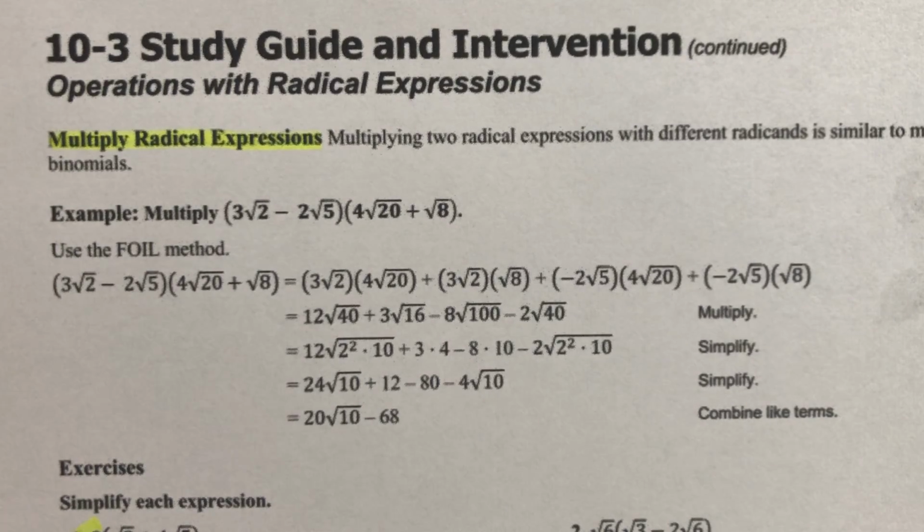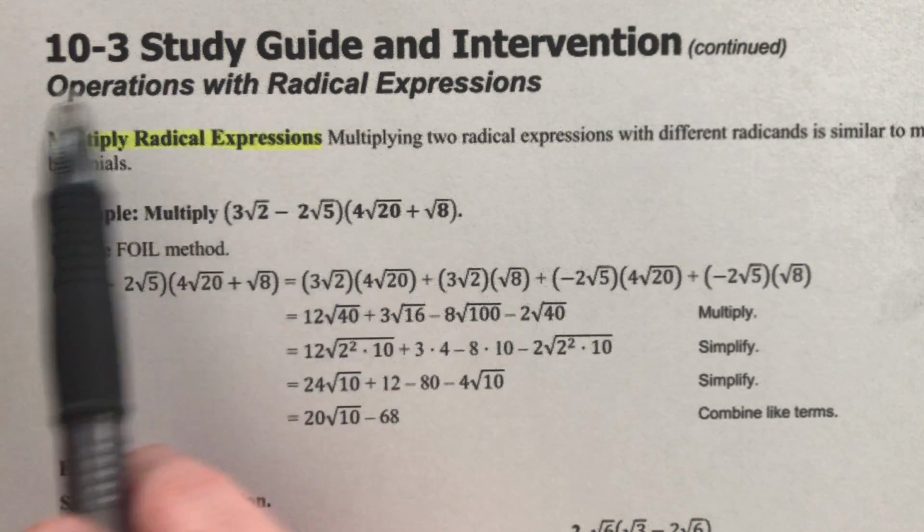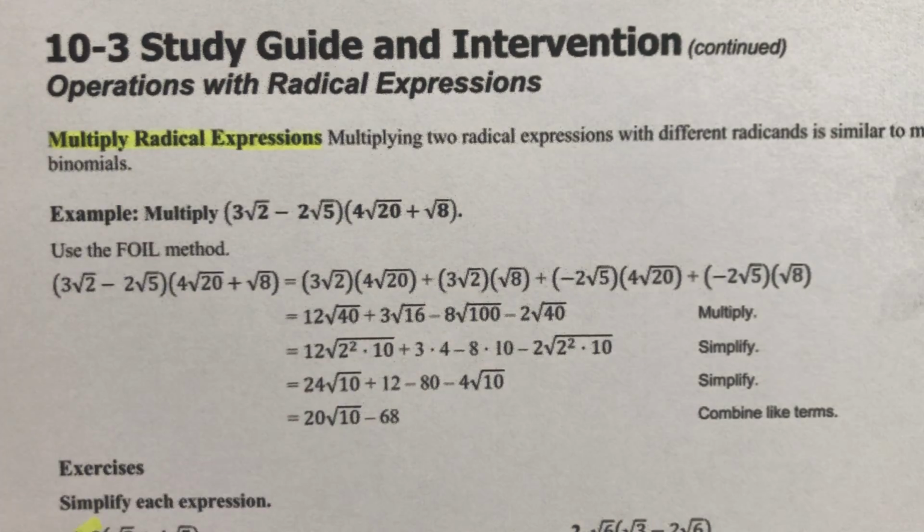This lesson video covers part 2 of lesson 10-3, operations with radical expressions. In this video, we're talking about multiplying with radicals. So basically, we're just looking at either binomials and using the FOIL method, or you can think of it as the distributive property, or you can multiply a monomial by a binomial.